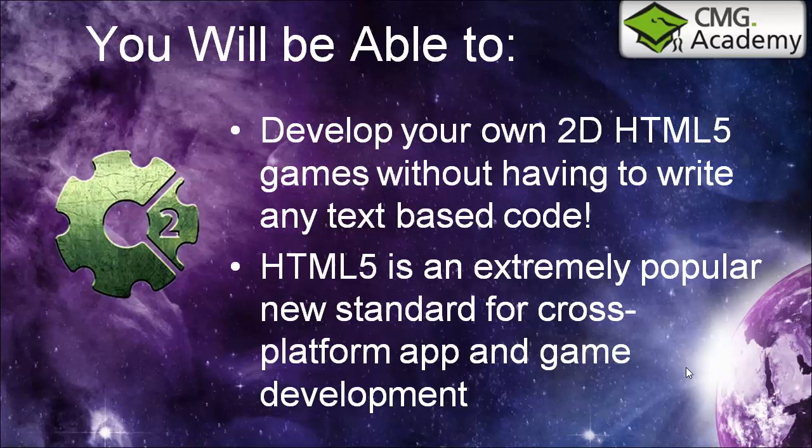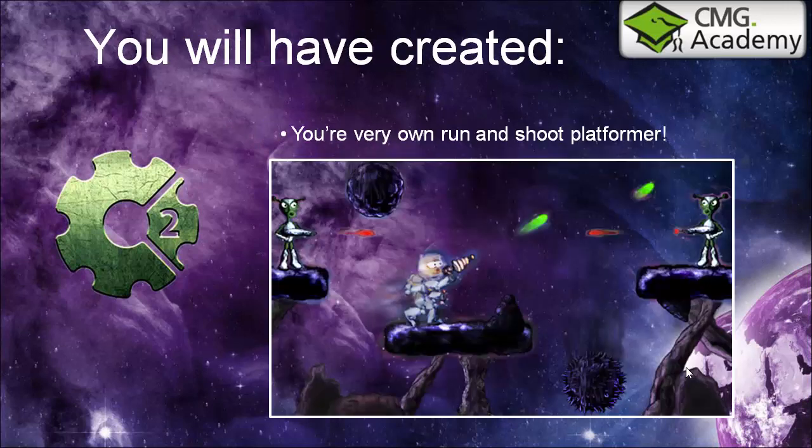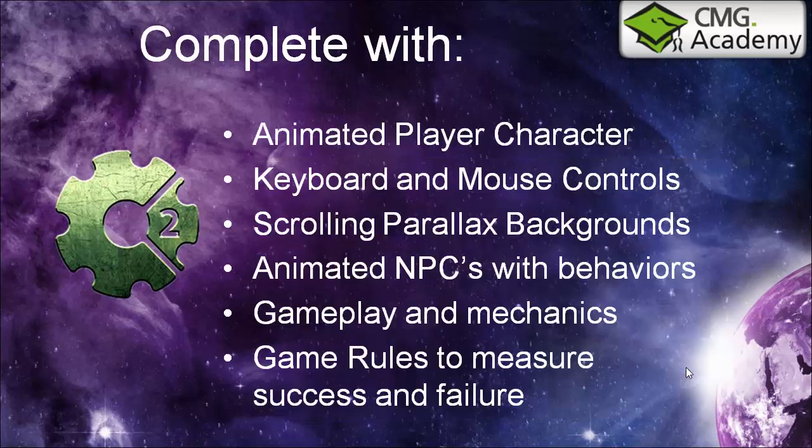You can just use the visual system that we're teaching here to create games which are just as impressive and as powerful. So by the end of the course, you'll have created your very own run and shoot style platformer game, which will look something like this, which is pretty cool. It will be complete with all of these features: animated player character, keyboard and mouse input controls, scrolling parallax backgrounds, animated NPCs with behaviors, so they'll shoot at us and that kind of thing. Gameplay and game mechanics, game rules, which can be used to measure success and failure within the game. That's a core aspect of all games.